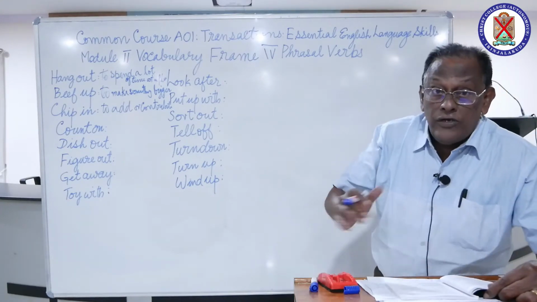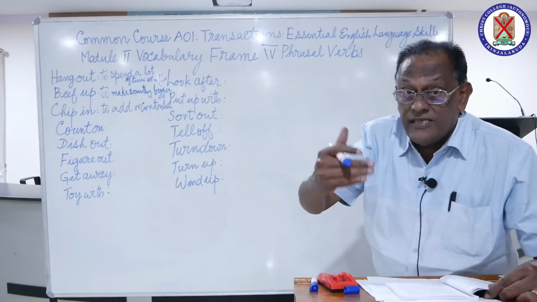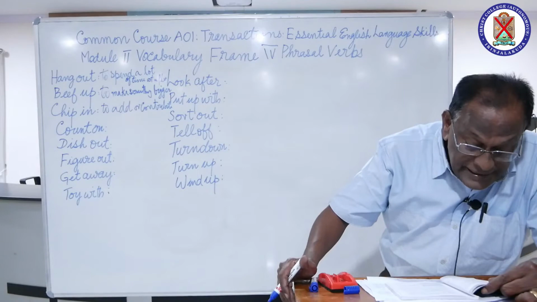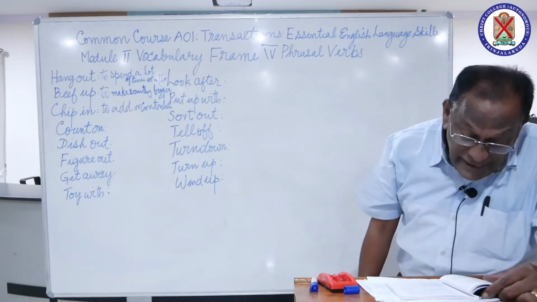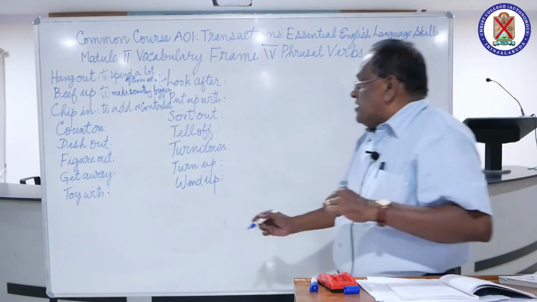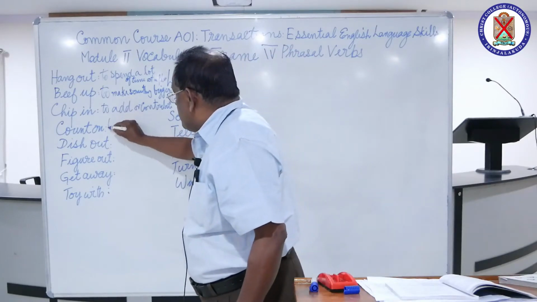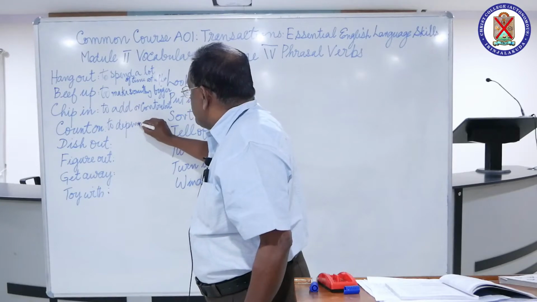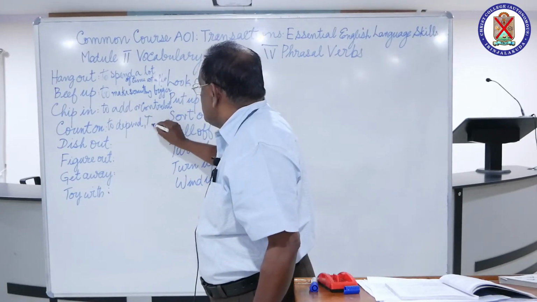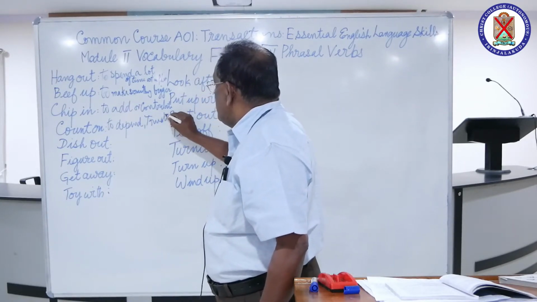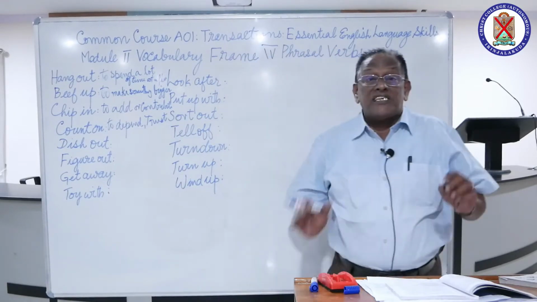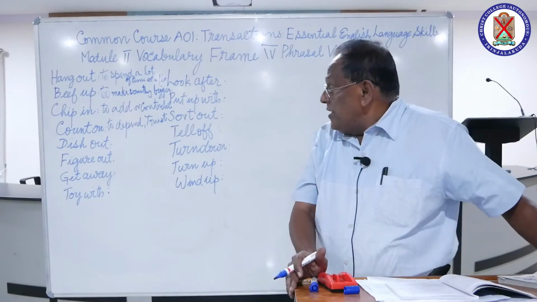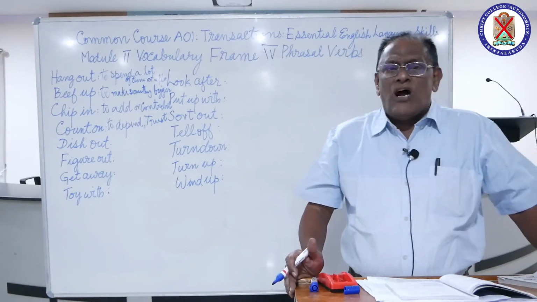Next one is count on. I told you we will use them in sentences a little later. Count on means to depend or trust somebody. To depend or trust somebody. Count on.